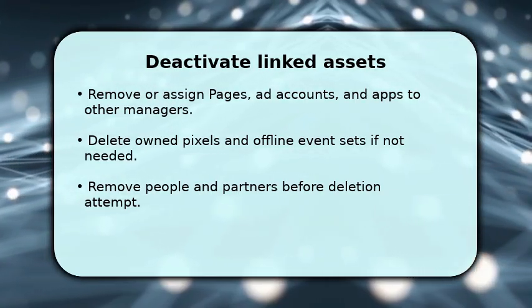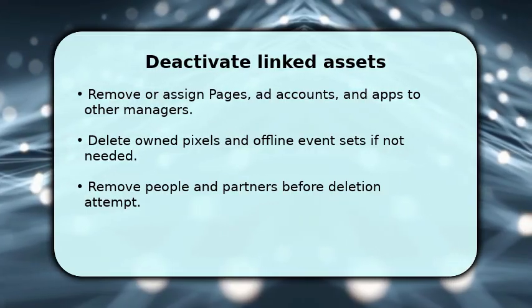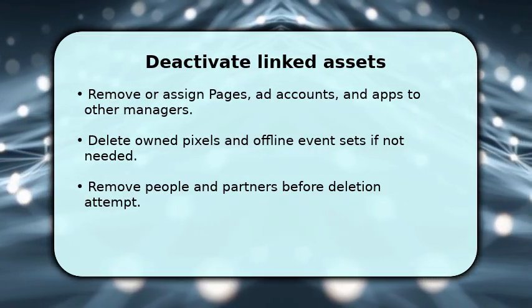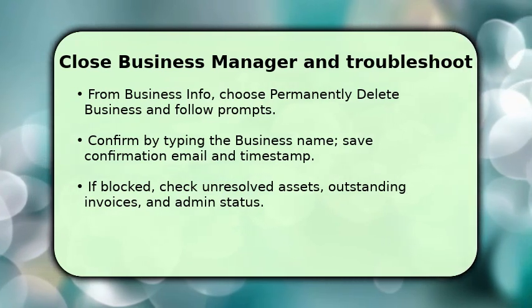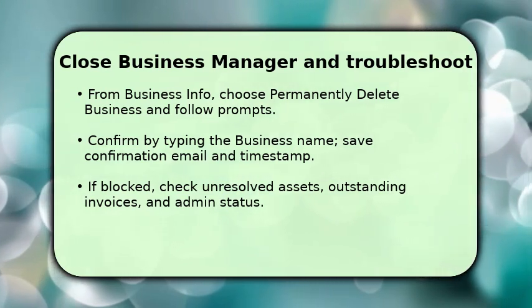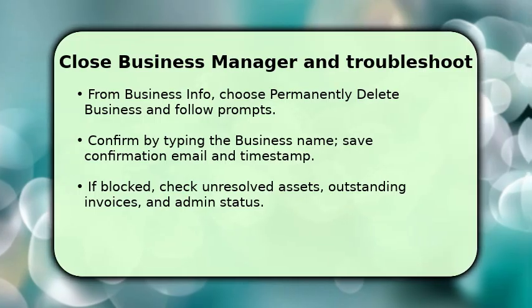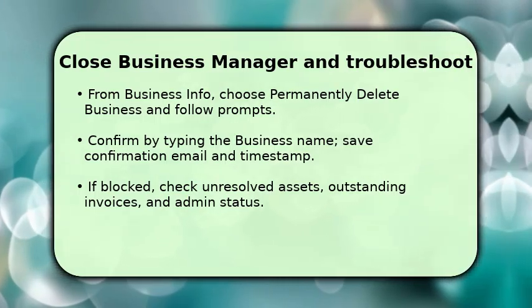To finish, open business info in Settings and select Permanently Delete Business. You'll be prompted to confirm by typing the business name and acknowledging asset loss. Do that carefully and submit. Facebook sends a confirmation. Save that email and note the deletion timestamp.